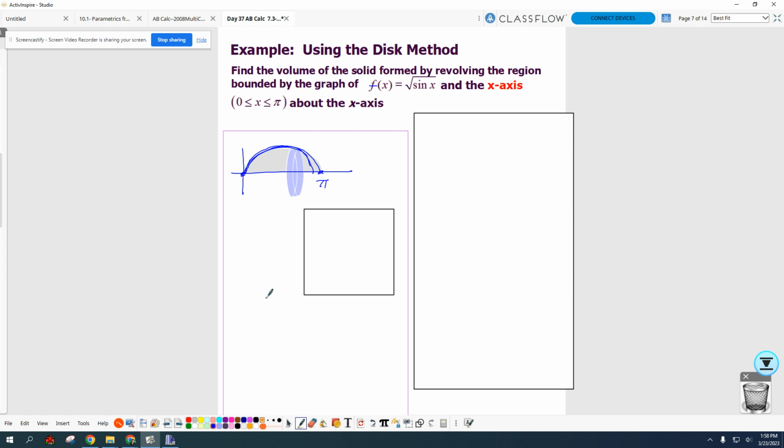So every cross section is going to be this circle. Eric, what is the radius of that circle? That is the square root of sine x. The square root of sine x. Do you guys agree?